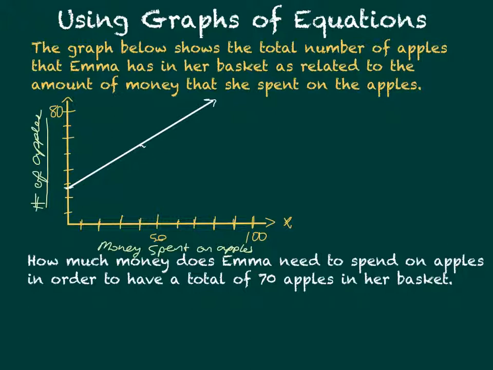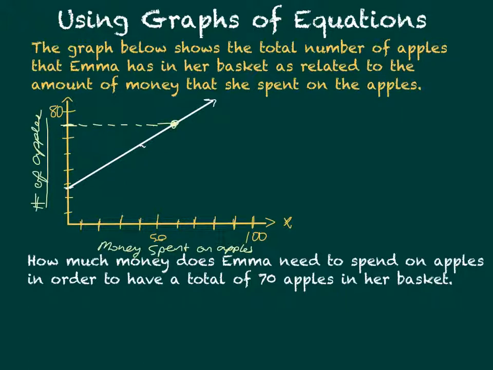So we want to know, on this question down here, how much money does Emma need to spend on apples in order to have a total of 70 apples. So we know we want 70 apples, so I'm going to come to the number of apples axis and go to 70, which is right here, because it looks like we're going up by tens. So that would be about right here.